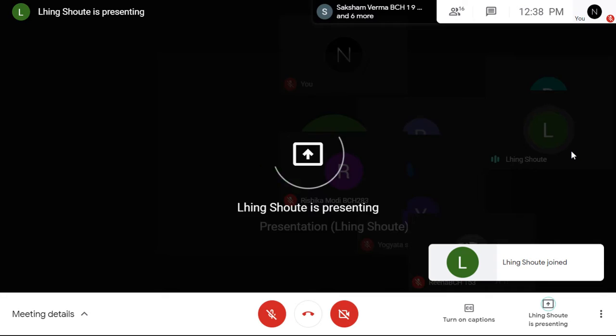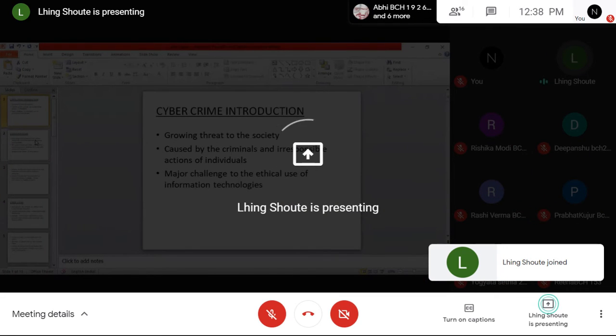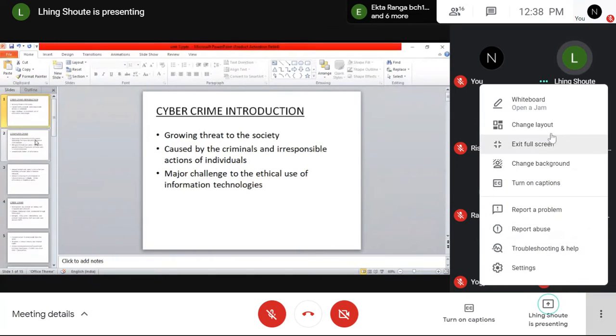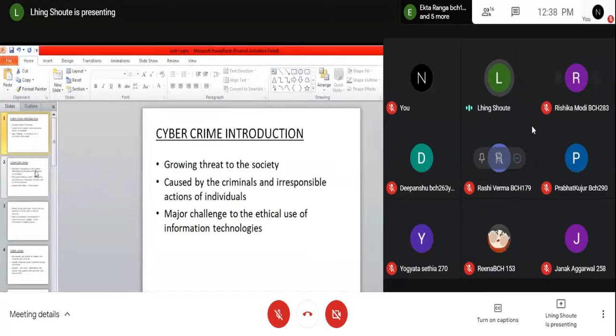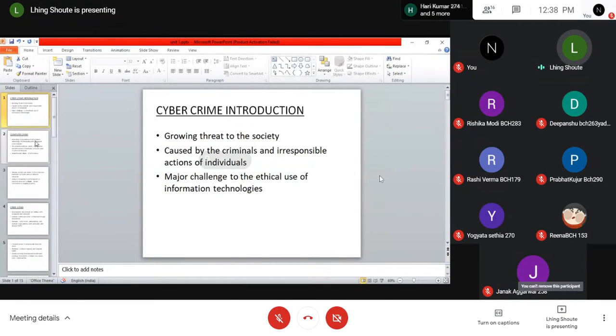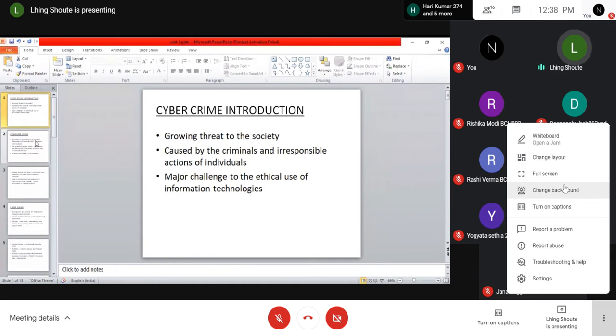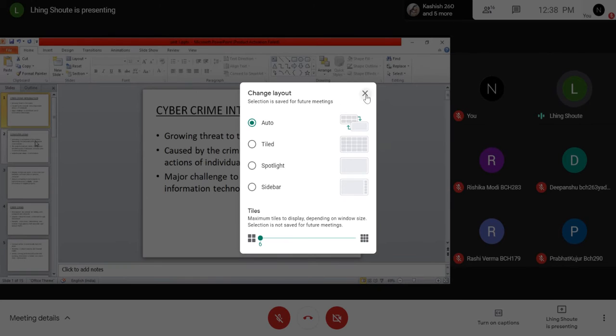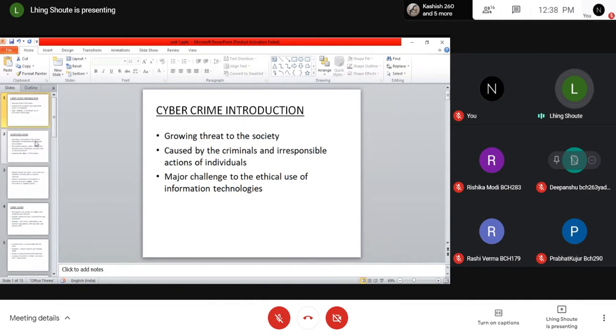So in the last class, let me just go through what we have done in the last class. Okay, we have just started with cyber crime introduction, how it has become a growing threat or concern to the society. So you all know, right? It's not that difficult knowing how cyber crime is an issue to us all, right?